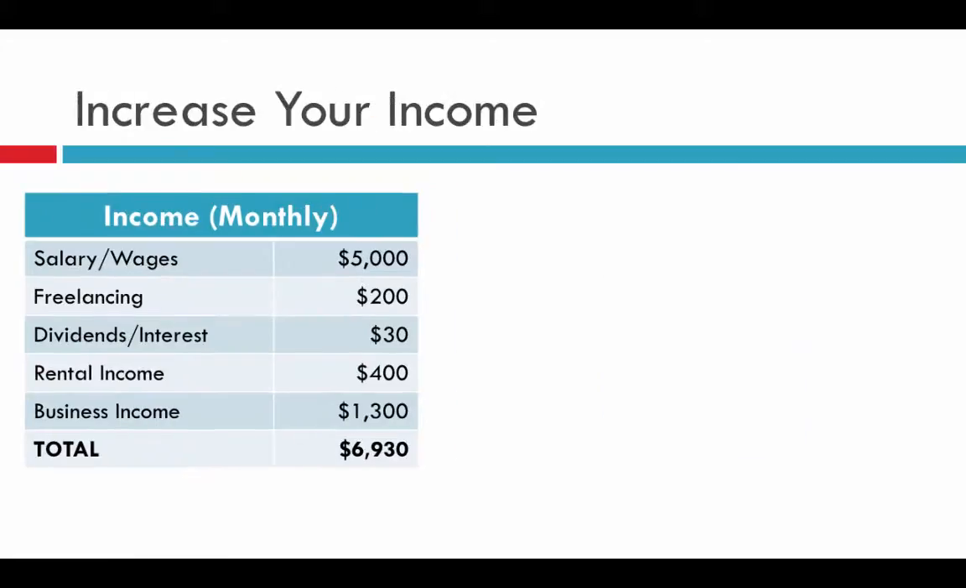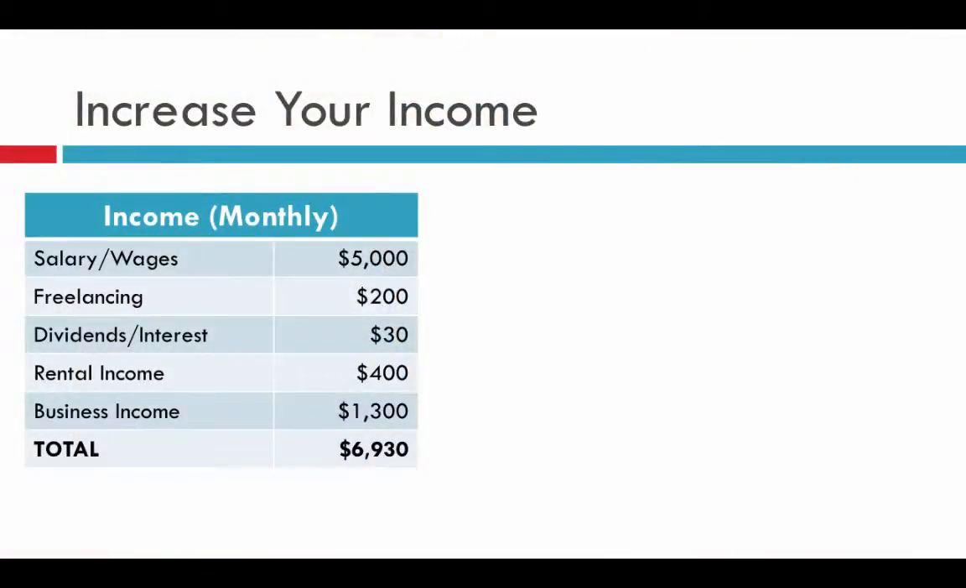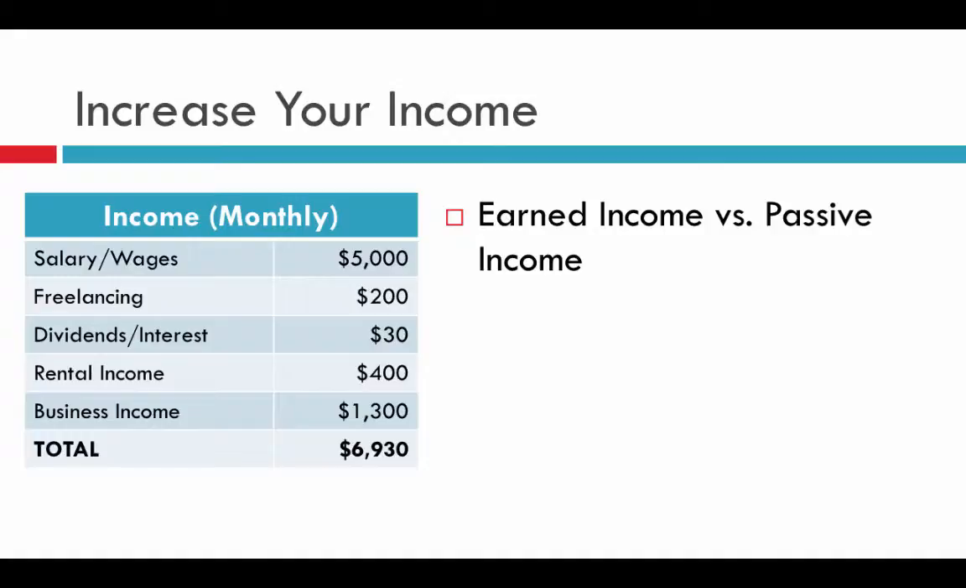Let's talk about your income. There are 2 basic kinds of income. Sure, it's all money, but it's earned in different ways, and it's even taxed in different ways, based on how you earned it. The first kind of income is earned income, and the second kind is passive income.